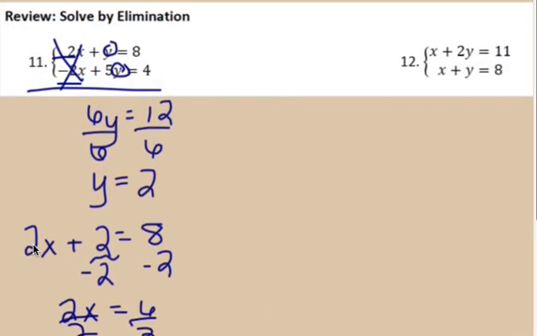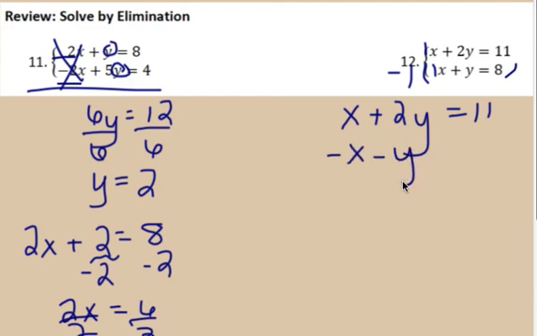Next, let's take a look at number 12. So I noticed that my x's each have a coefficient of 1, but what they don't have are opposite signs. So I'm going to go ahead and multiply that second equation by a negative 1. So that top one is going to stay the same, but then when you multiply the second equation by a negative 1, you're going to go through and change the signs of everything. Now we have opposite signs for our x's, so we can go ahead and cancel those out.